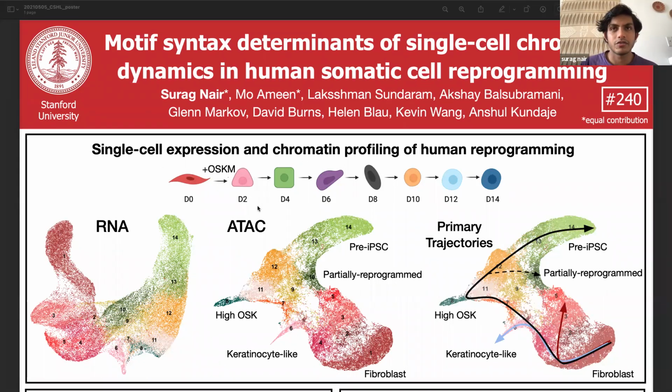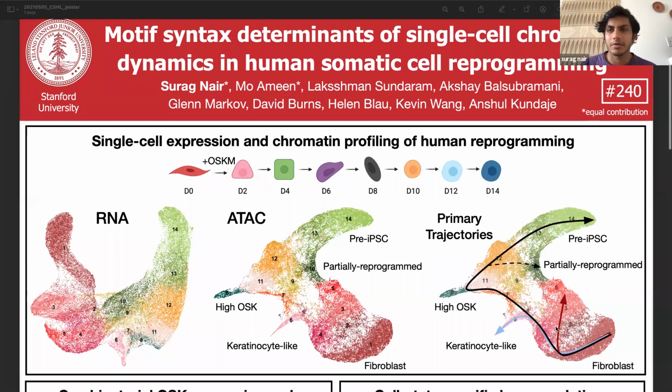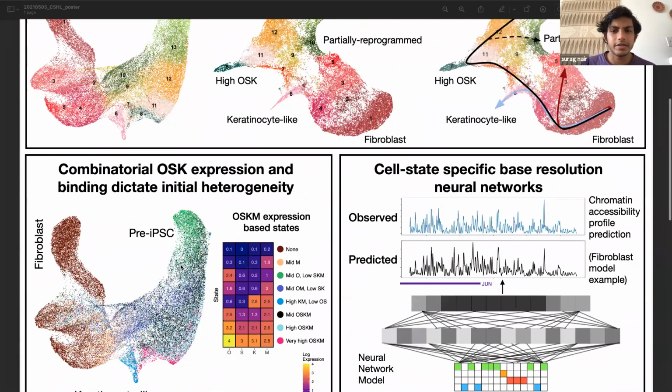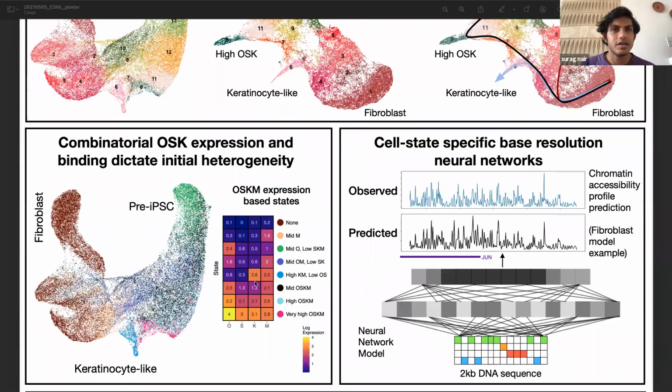sampled every 2 days across a 14-day time course of fibroblasts induced with the four Yamanaka factors. In addition to a primary reprogramming trajectory, we observe multiple non-reprogramming trajectories. Interestingly, the initial heterogeneity can be explained by differences in the levels of the four factors expressed in each cell.